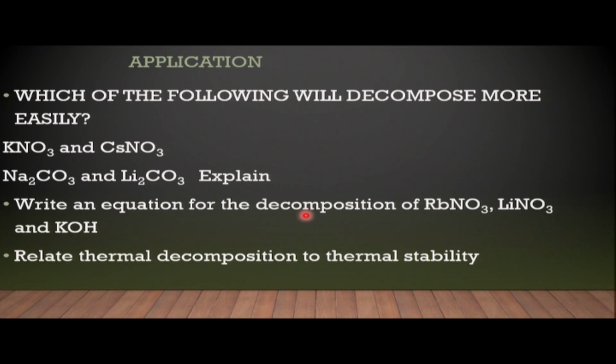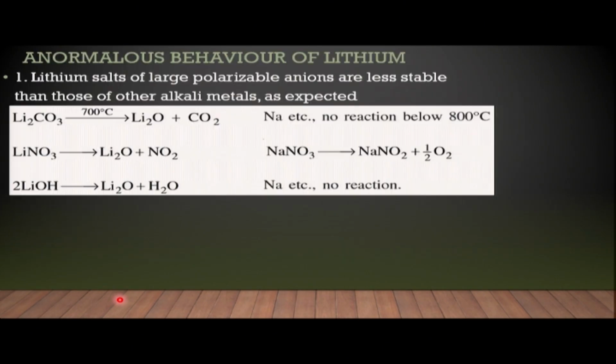Write an ionic equation for the decomposition of rubidium nitrate, lithium nitrate, and potassium hydroxide. And here I want you to relate the thermodecomposition to thermostability. Thermodecomposition shows how a substance can decompose easily, while thermostability shows how a substance resists being decomposed.